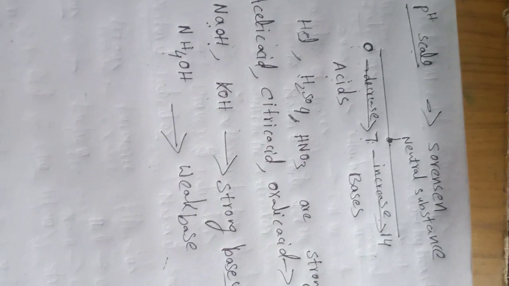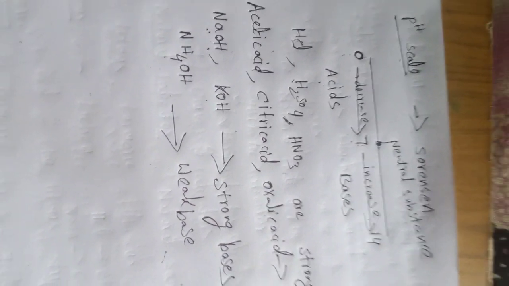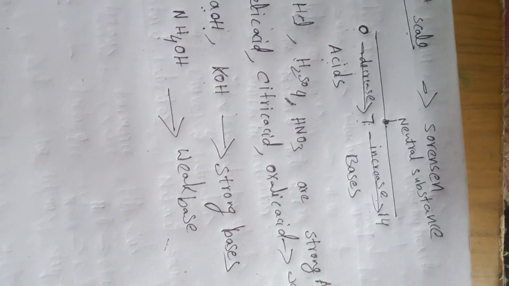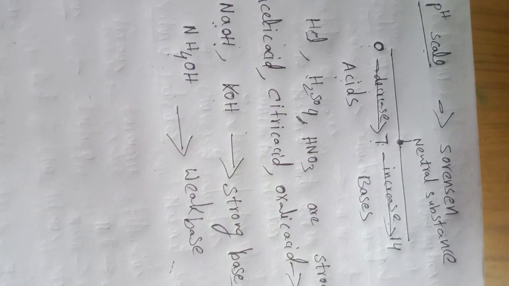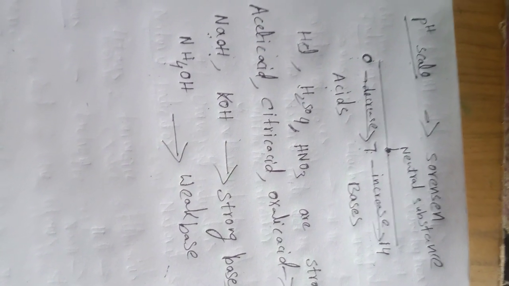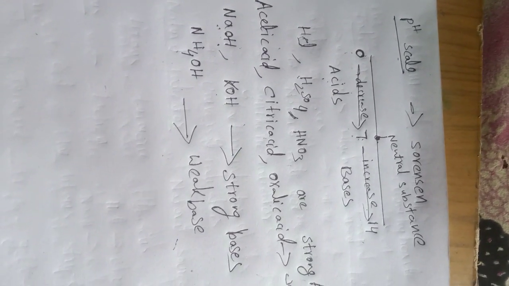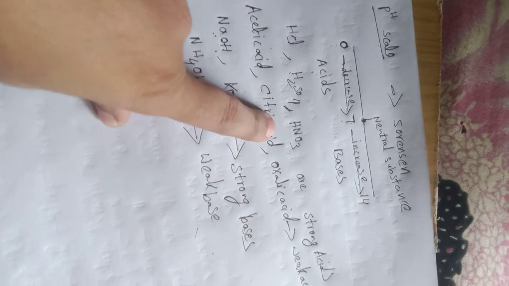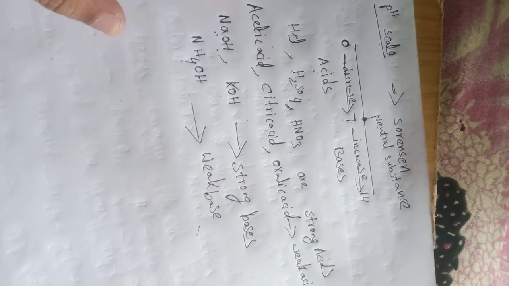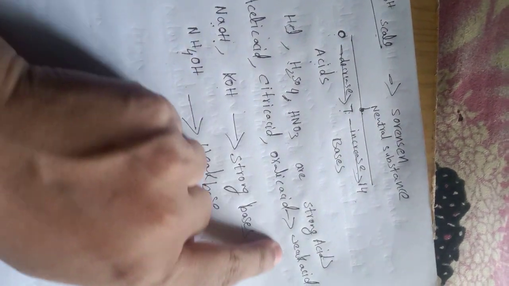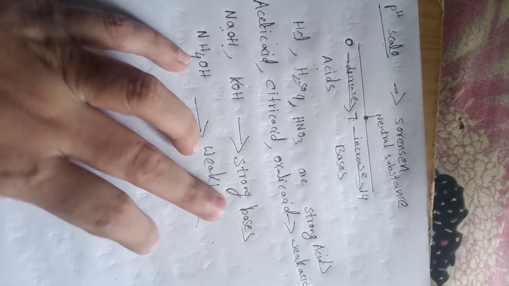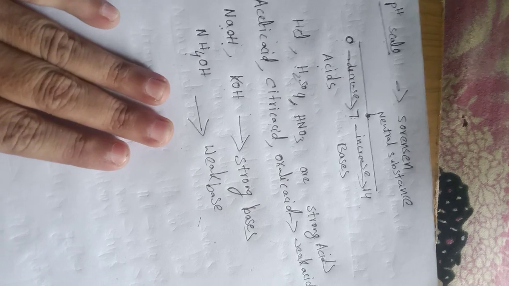If the pH is equal to 7, it means a neutral substance. By using these pH papers, we can test different acids. By testing with pH papers, we came to know that hydrochloric acid HCl, sulfuric acid H2SO4, and nitric acid HNO3 are strong acids. Acetic acid, citric acid, oxalic acid are weak acids. NaOH, sodium hydroxide, and potassium hydroxide are strong bases. Ammonium hydroxide is a weak base.